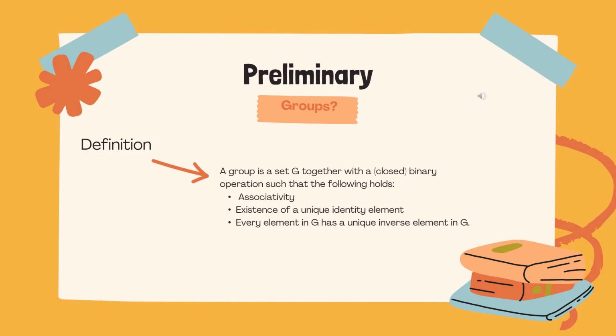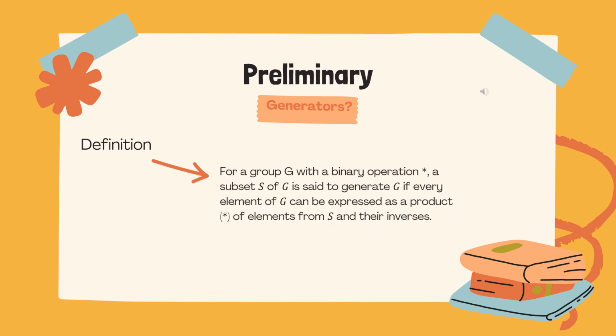To understand Cayley graphs, we first need to introduce what a group is. A group is a set together with a binary operation and has three main properties: associativity, existence of a unique identity element, and every element in the set has a unique inverse element. Generators of a group are the elements that, together with the binary operation of the group, can generate all other elements of G.